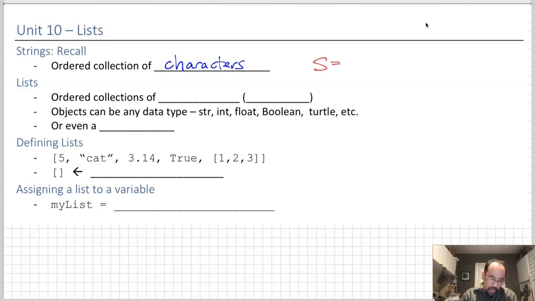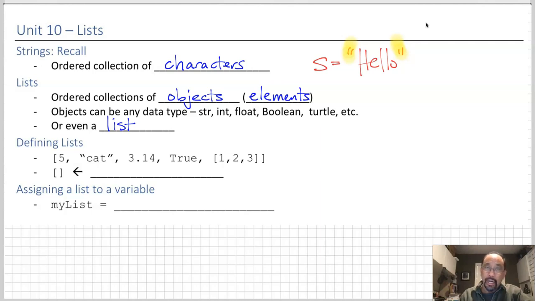And so, we saw that we can create a string, and we use these quotation marks as a way of indicating this is a string, and it's an ordered collection of characters. Now, lists are also ordered collections, but instead of holding only characters, a list can hold any sort of Python object, any type. They can be strings, integers, floating points, booleans, turtles, whatever. And everything in Python actually is an object. A list is an object, so a list can be held as an object inside of another list.